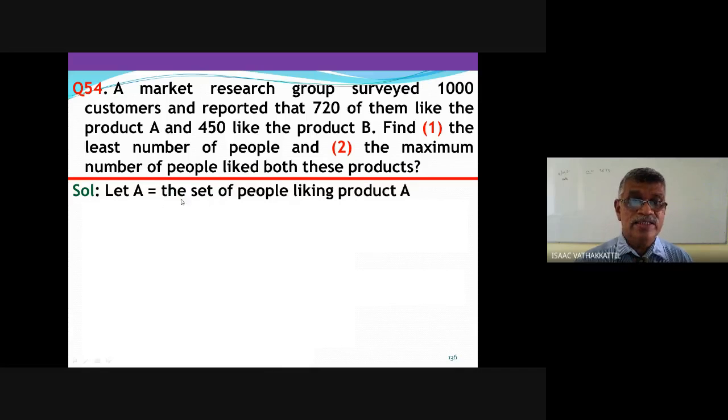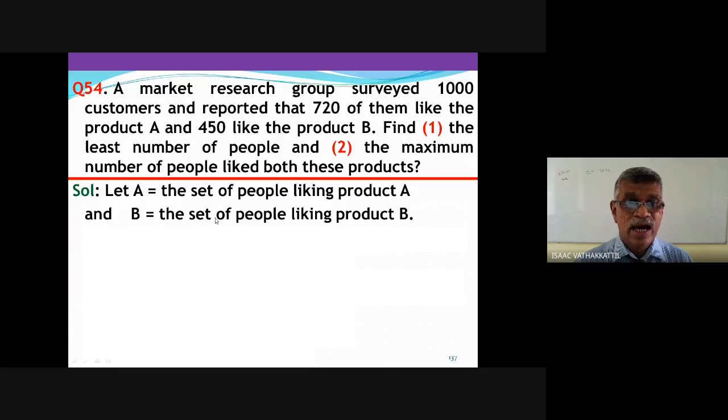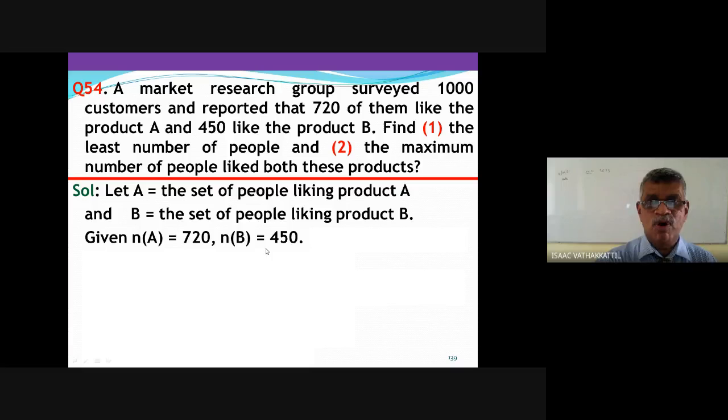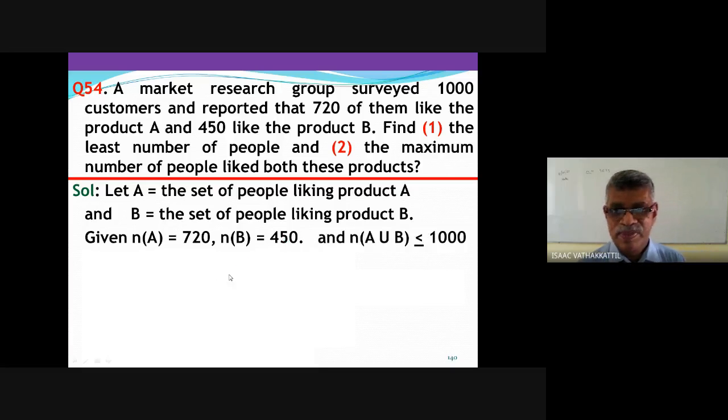Let A be the set of people liking product A, and let B be the set of people liking product B. What is given? Number of A is 720. Number of B is 450. Number of A union B cannot exceed 1000, agreed? Because the research group surveyed only 1000 customers. That is a constraint here. You are not asked how many exactly.